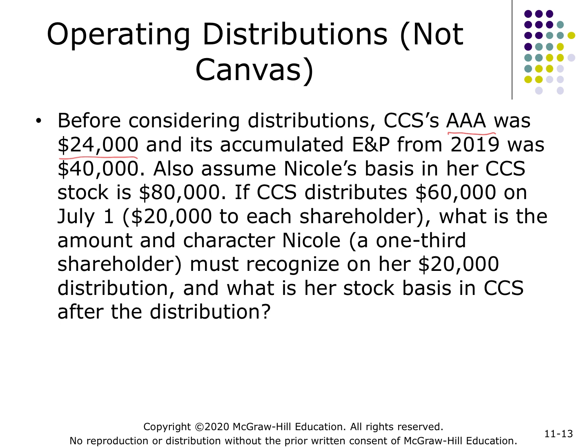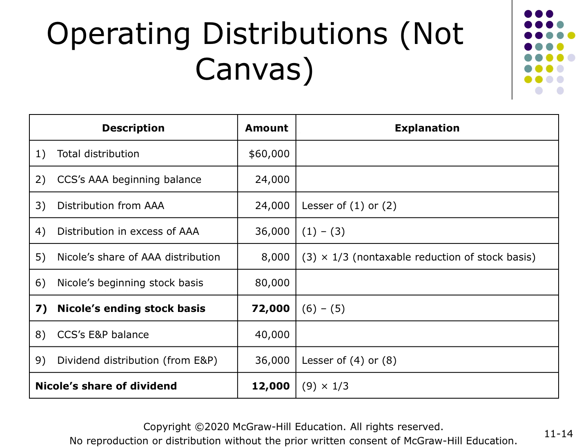And then we're told that it's going to distribute $60,000 on July 1st. What's the amount and character that Nicole must recognize on her distribution, and what's her stock basis after the distribution? Okay. So here is the layout of that solution.